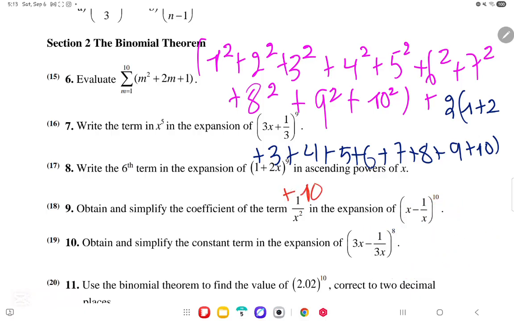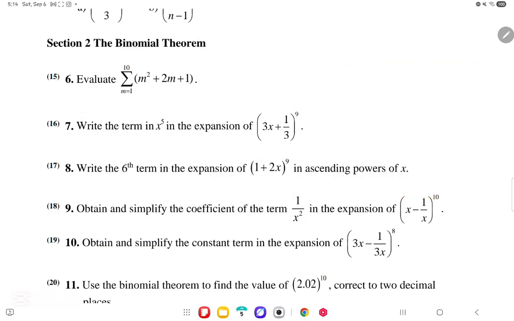Now add everything on the calculator. 1 squared plus 2 squared plus 3 squared plus 4 squared plus 5 squared plus 6 squared plus 7 squared plus 8 squared plus 9 squared plus 10 squared. Close the bracket, plus 2 times, put the 2 outside of the bracket: 1 plus 2 plus 3 plus 4 plus 5 plus 6 plus 7 plus 8 plus 9 plus 10. Close the brackets. And then finally add 10 outside of the brackets. And you're supposed to get a total answer of 505. Now this is if they did not give you any formula for m squared and m.